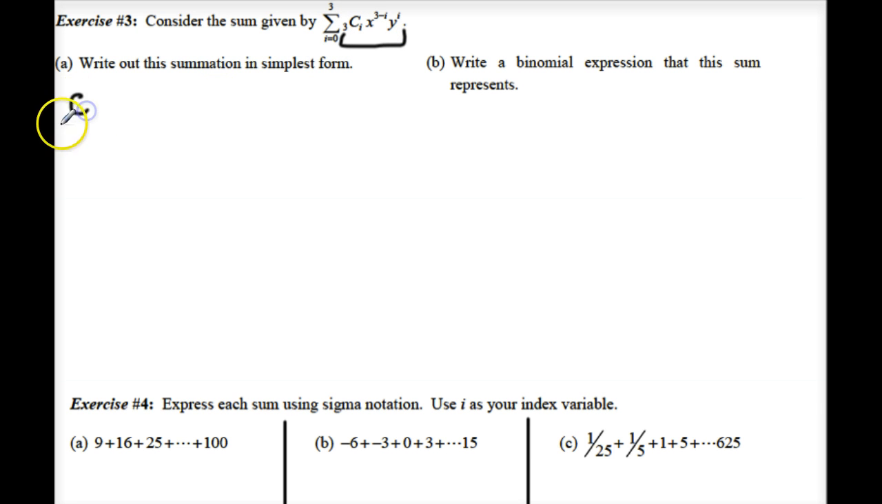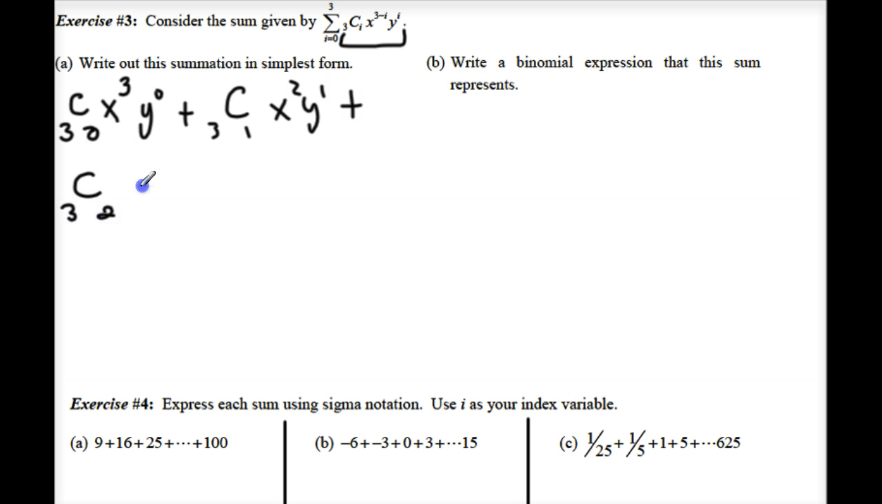The first one is going to be C(3,0) x to the 3 minus i. So my first i is 0. So this becomes x^3 y^0 plus C(3,1) x^2 y^1 plus C(3,2) x^1 y^2 plus C(3,3) x^0 y^3. So remember, all I'm doing, and let me get a highlighter here for you, is substituting them into this function right here.